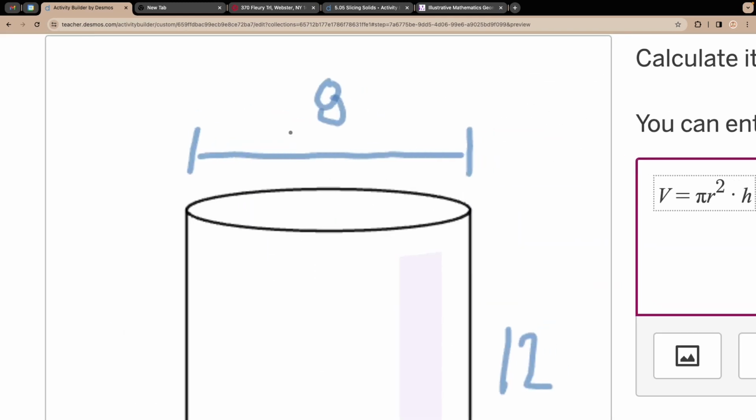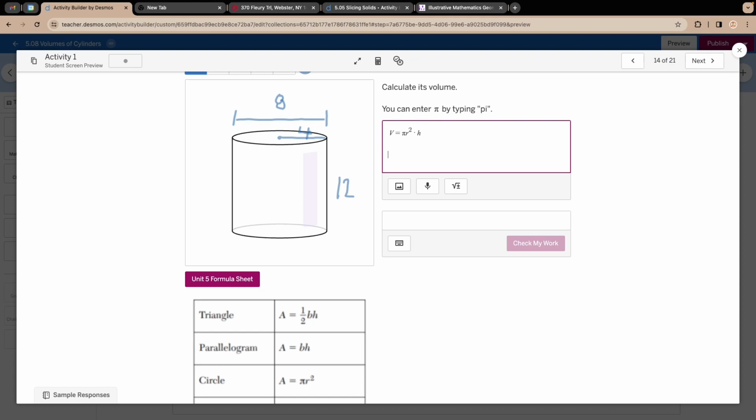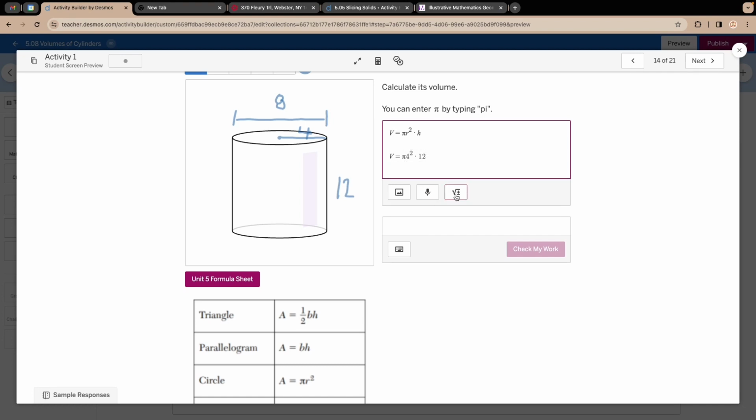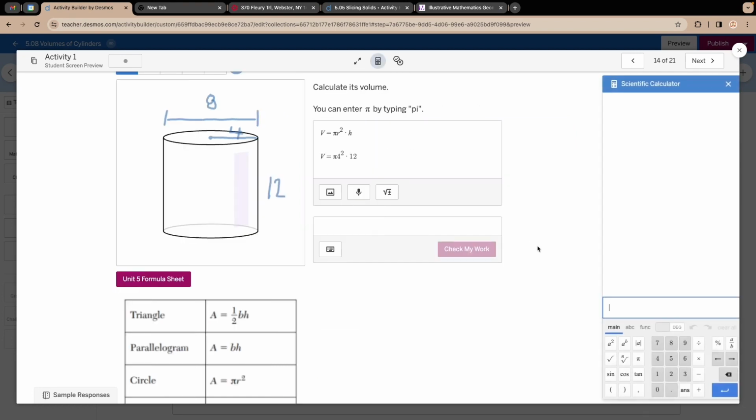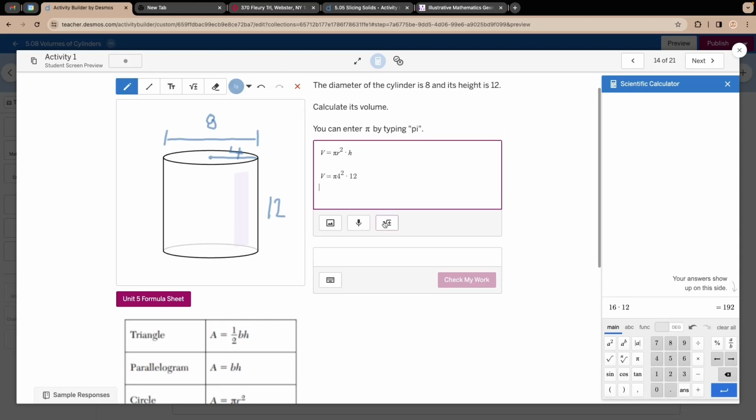But be careful, they didn't give us the radius, they gave us the diameter. Remember, the radius is half of the diameter, from the center to the edge. So this radius is 4, it's not 8. So that's the one little trick on this question. Always be careful. So volume equals pi times 4 squared for the radius, times the height, which is 12. 4 squared is 16. 16 times 12, I don't know that in my head. So 16 times 12, let's look. 192. So my volume of this cylinder is 192 pi.